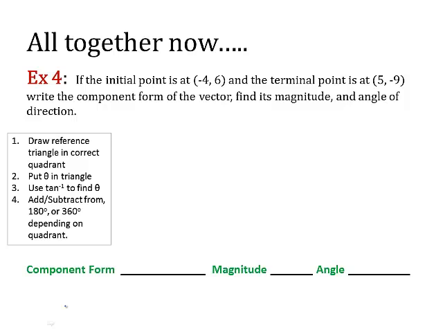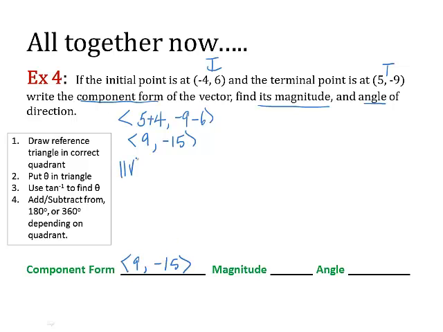Okay, all together now. If the initial point is at negative 4, 6, terminal is at 5, negative 9. Write the component form. There's step 1, magnitude, step 2, and angle, step 3. All right, component form first. Remember, terminal minus initial. So 5 minus negative 4, negative 9 minus 6. So I get 9 and negative 15. So there's my component form.